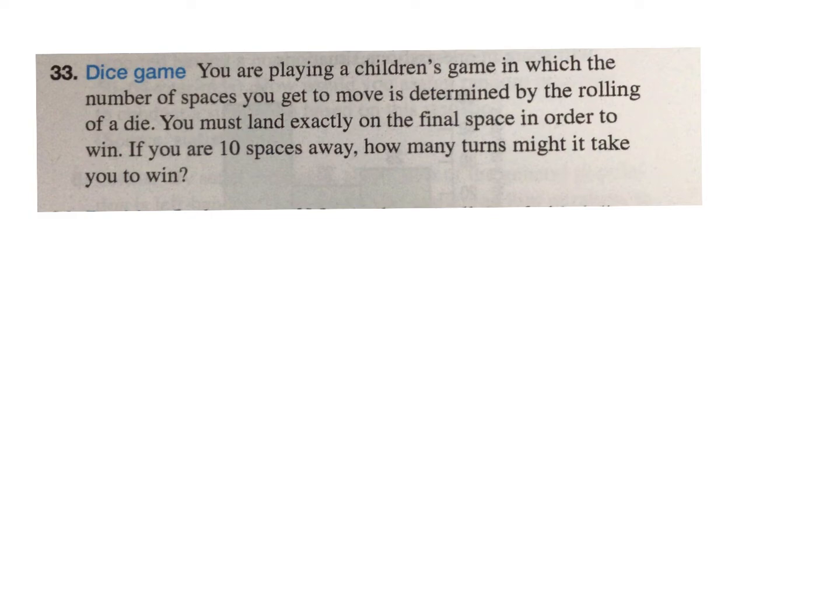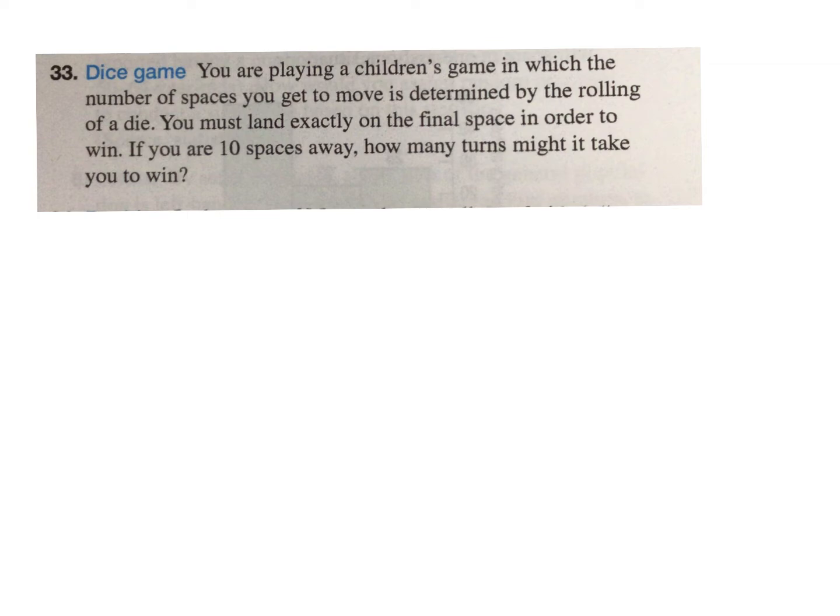All right, so dice game. You're playing a children's game in which the number of spaces you get to move is determined by rolling of a die. You must land exactly on the final space in order to win. Right? So if you're 2 spaces away from the final space and you roll a 3, do you win? No. If you roll a 10, do you win? Not a 10, a 6. No. It's not passing that final space. It's that rule where you have to land on the exact space, and it's so frustrating, right? Because it's so much harder to get that one number than get past that number, right?